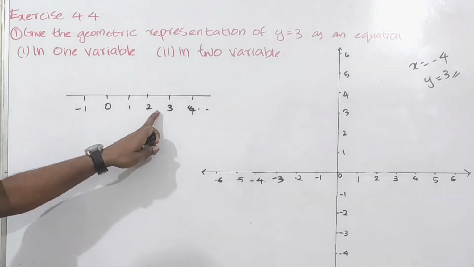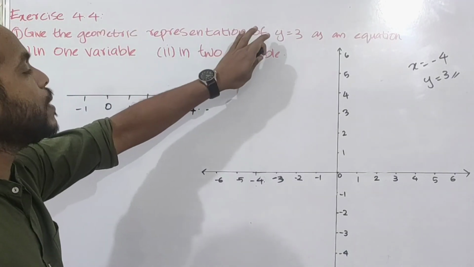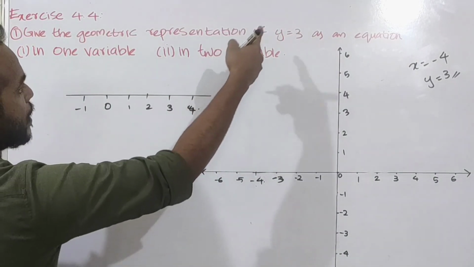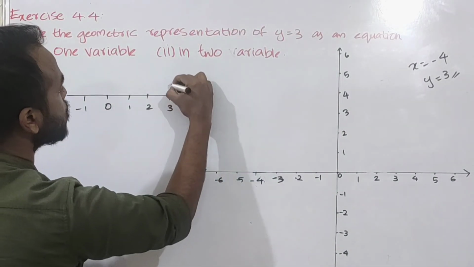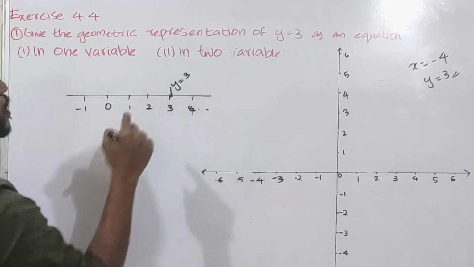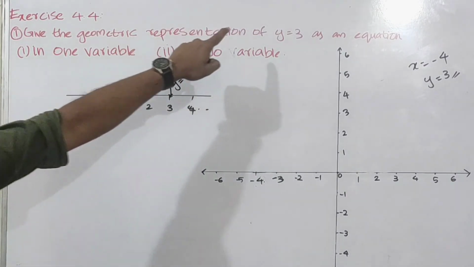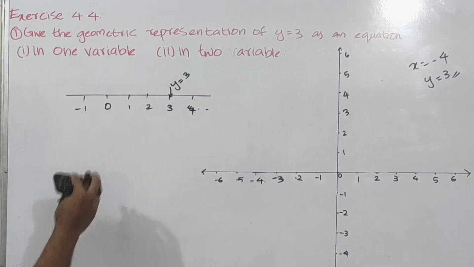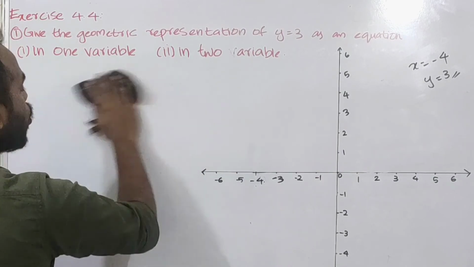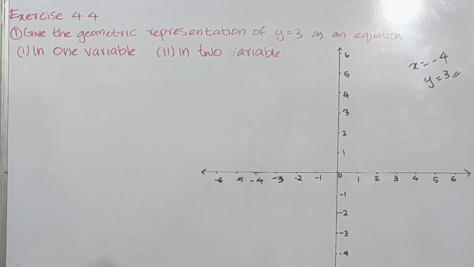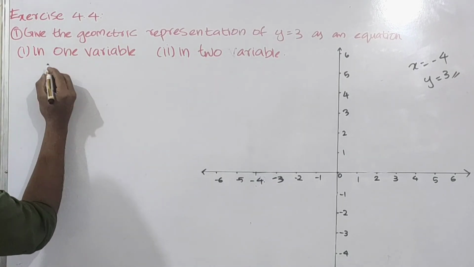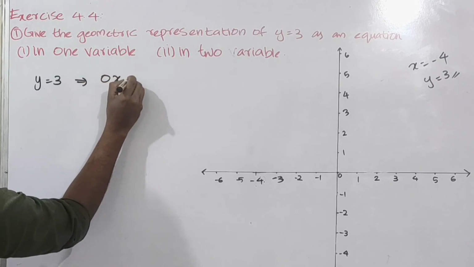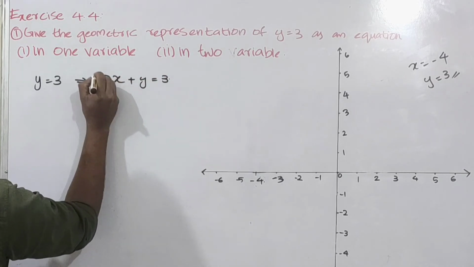The point that is to be plotted is y is equal to plus 3, so we will mark it here. This is the required representation of the equation y is equal to 3. Now let's move on to the representation of the same equation in the Cartesian plane, or two variables. For that we will convert this equation into another form: y is equal to 3 is the same as 0x plus y is equal to 3.